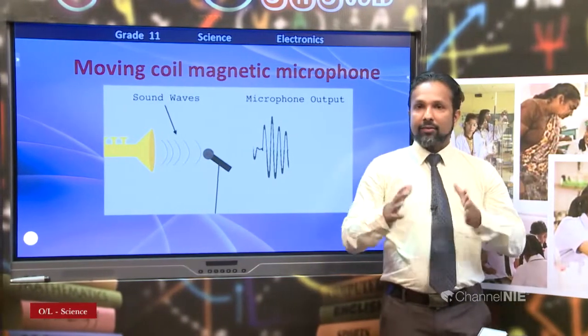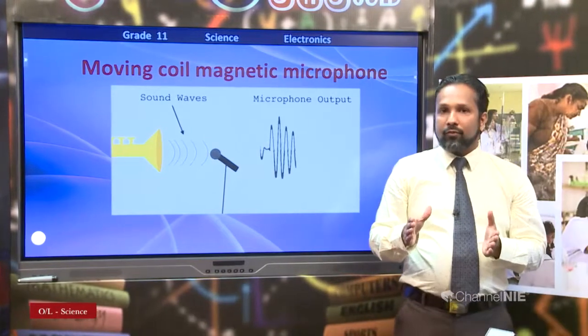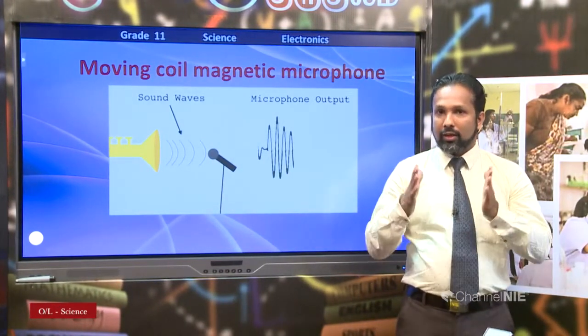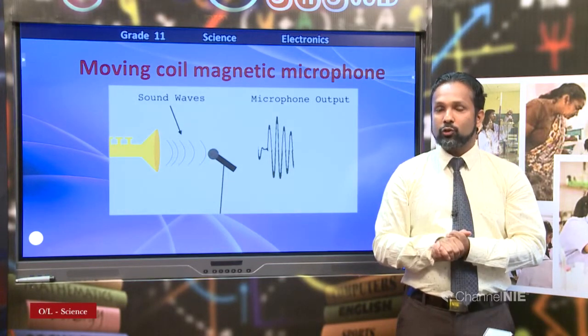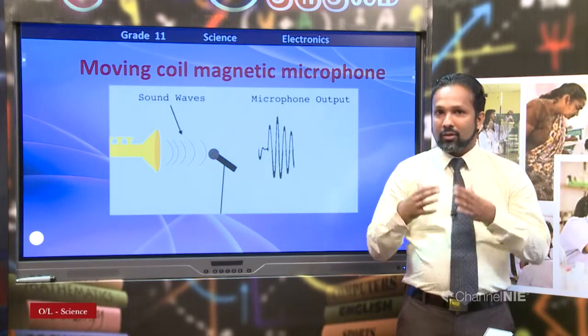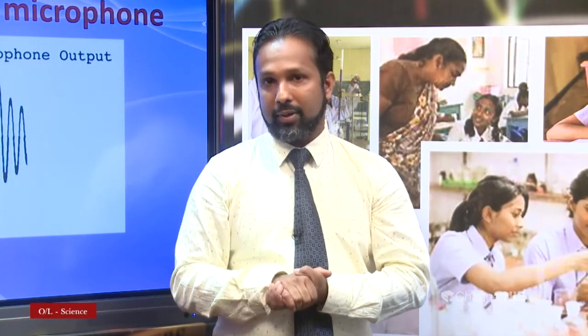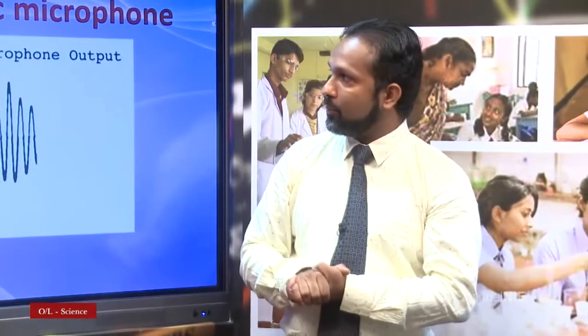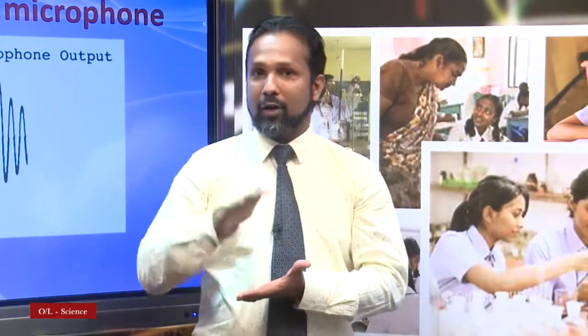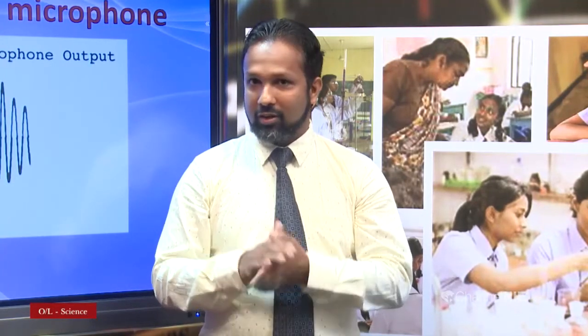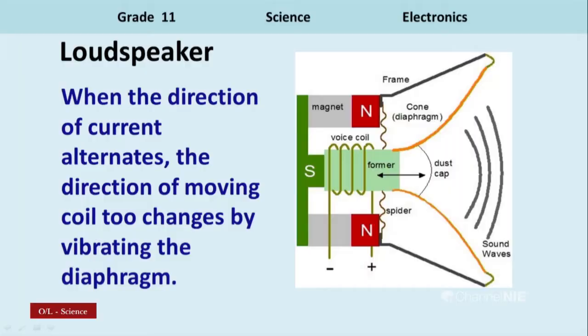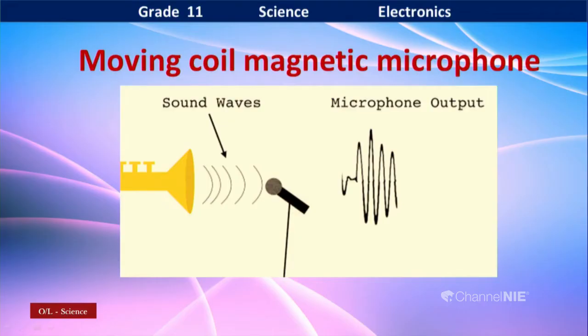My dear children, earlier we studied the application of Fleming's left-hand rule. We learned that Fleming's left-hand rule is used in the loudspeaker. Now, for the microphone, we have to apply Fleming's right-hand rule. Why is that? A loudspeaker is a device that converts electrical signals into sound waves, but a microphone is a device that converts sound waves into electrical signals.